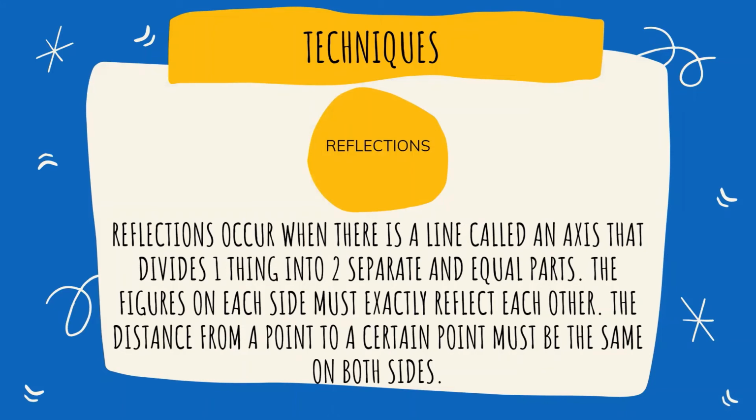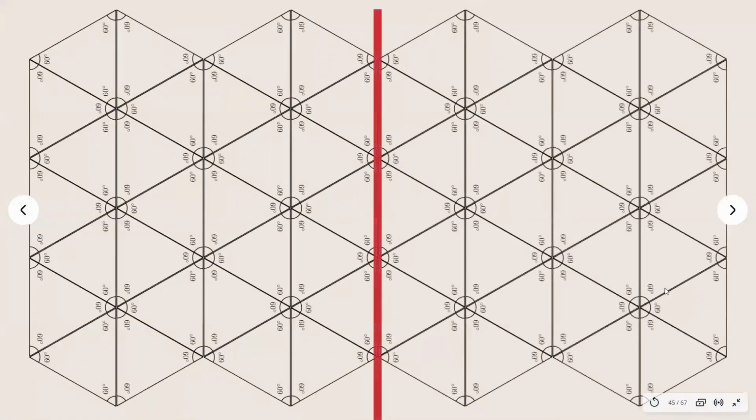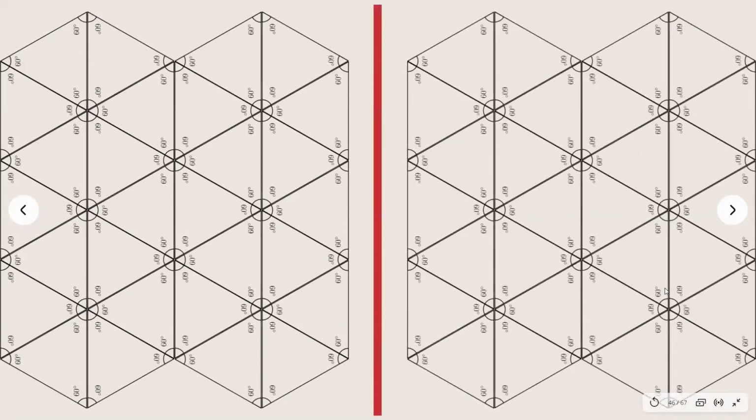So using the triangles we used earlier, if you take a look at this, we put an axis line right in the middle of the figure, and after doing that, it separates them. The figure on the left side is an exact copy of the figure on the right side, making this a reflection.